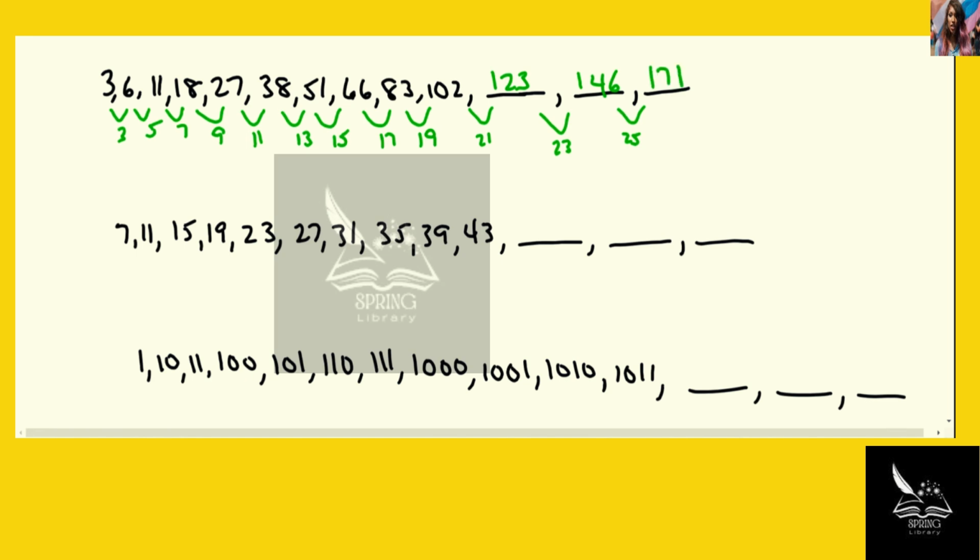which gives me 171. Okay, how about our second series? Again, let's examine the gap. How big is that gap between my numbers? In this case, it looks like a consistent gap. It looks like I'm adding 4 in between each set of numbers. So that's going to give me 47, 51, and 55.